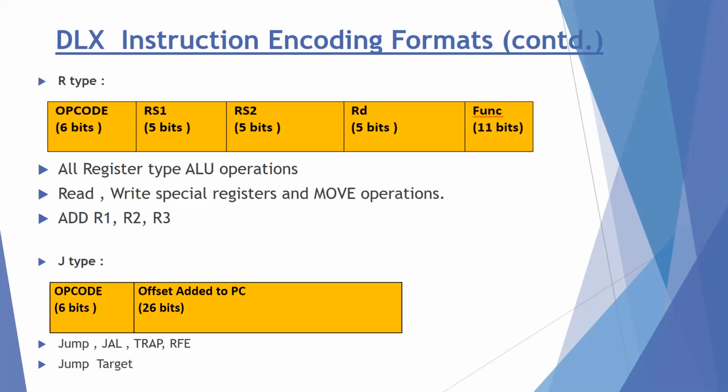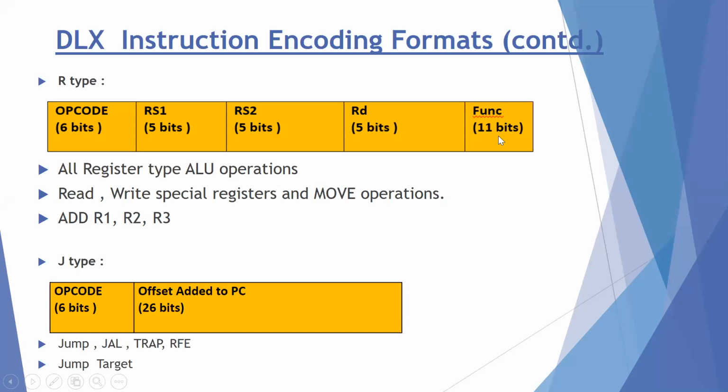Okay? So moving on, this R-type operation encoding is basically used with all register type ALU operations. As I told you, all of our register type addressing mode operations follow the R-type encoding format. Some read and write of special registers and move operations also use R-type encoding. So this is why they have used 11 bits of function.